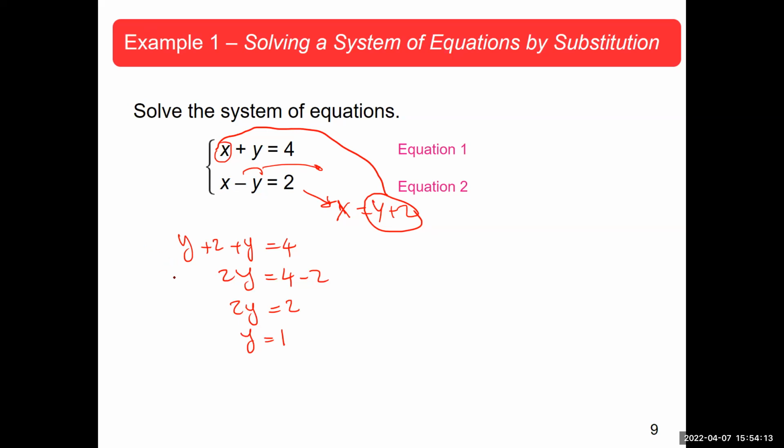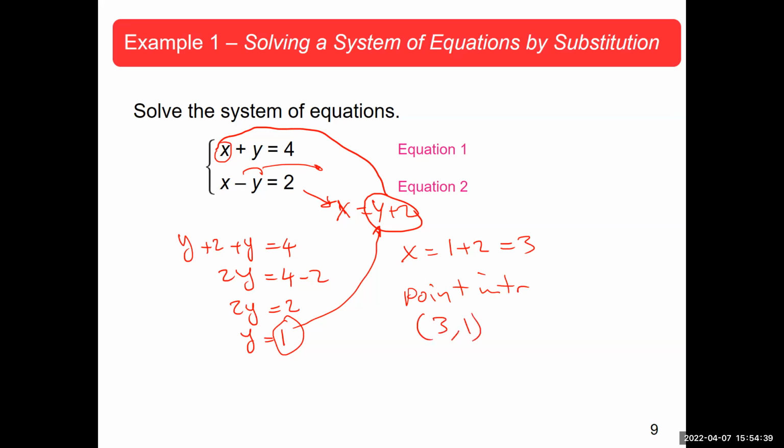How do I find the value of X? Take this value here and put it in here. Then X is equal to 1 plus 2. That's equal 3. So the point of intercept is 3, 1.